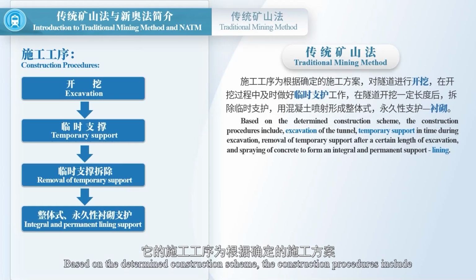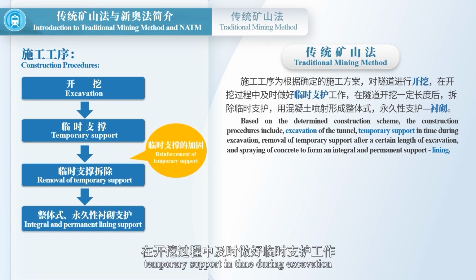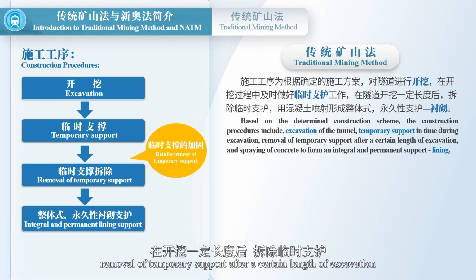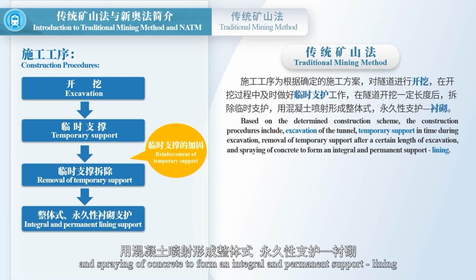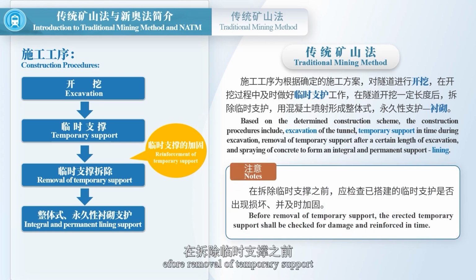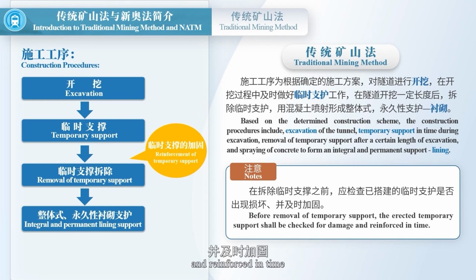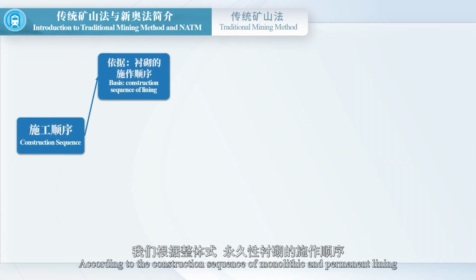Based on the determined construction scheme, the construction procedures include excavation of the tunnel, temporary support in time during excavation, removal of temporary support after a certain length of excavation, and spraying of concrete to form an integral and permanent support lining. It should be noted that, before removal of temporary support, the erected temporary support shall be checked for damage and reinforced in time, according to the construction sequence of monolithic and permanent lining.